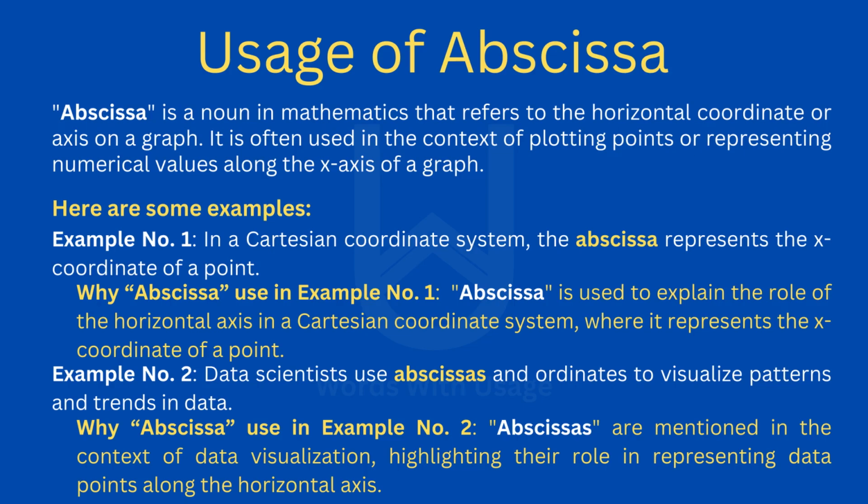In a Cartesian coordinate system, the abscissa represents the x-coordinate of a point. Why abscissa use in example number 1? Abscissa is used to explain the role of the horizontal axis in a Cartesian coordinate system, where it represents the x-coordinate of a point. Example number 2.